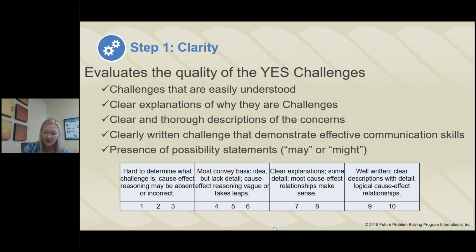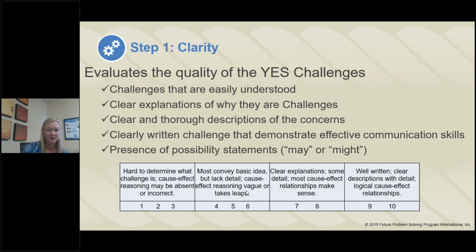The rubric here is extracted from the score sheet, just so you can see the different areas. So the highest award is up to 10 points for clarity. They're well written, they're clear, and they have that logical cause and effect relationship. If we look at the 7-8, there's clear explanations, there could be some detail. Most of the relationships make sense. So we're really looking at that connection back to the future scene and that cause and effect.